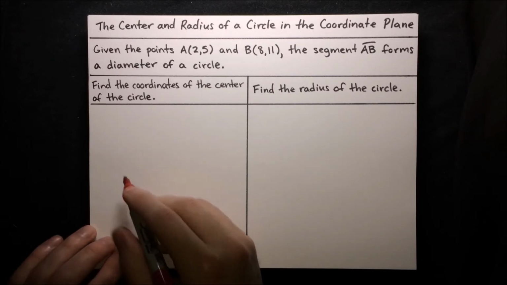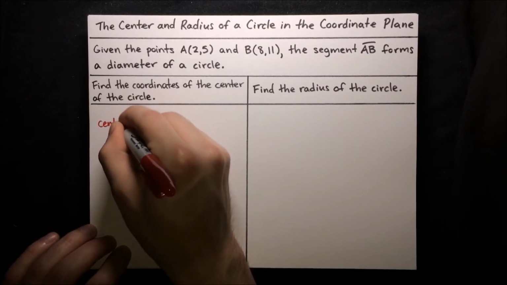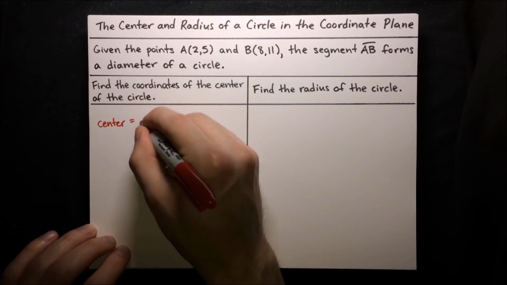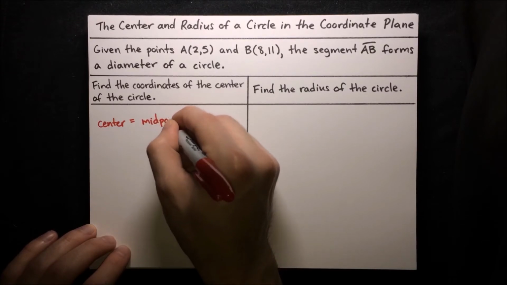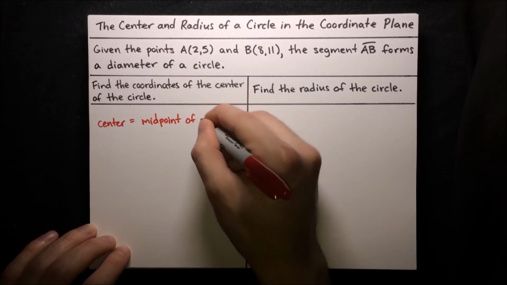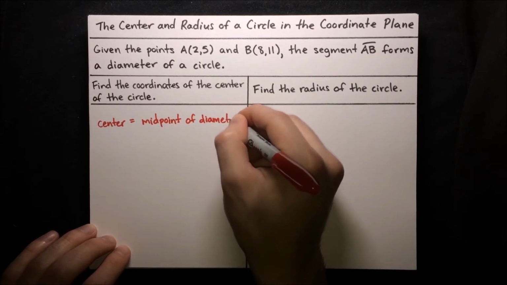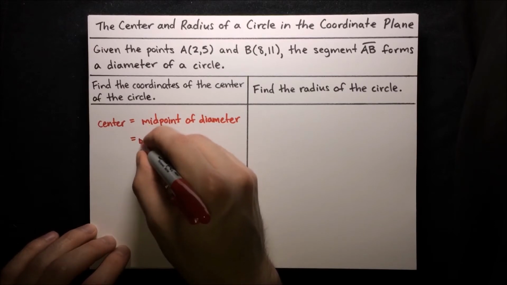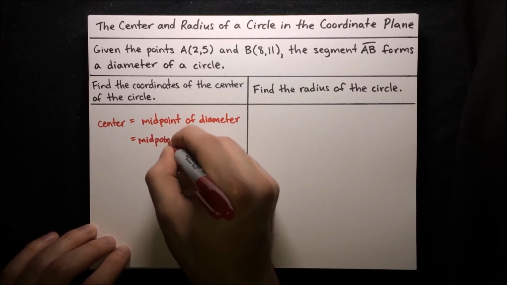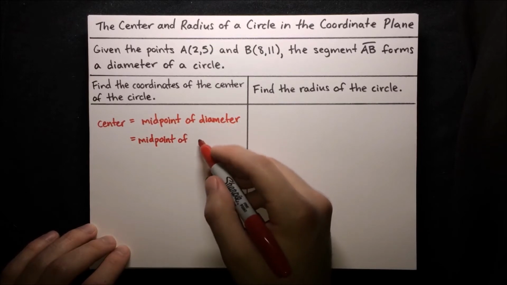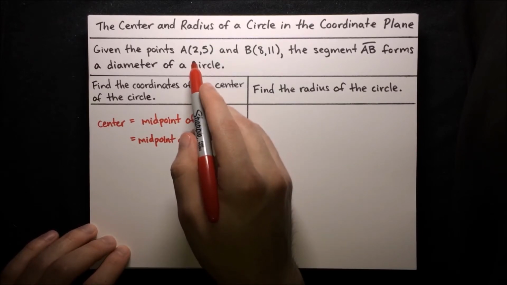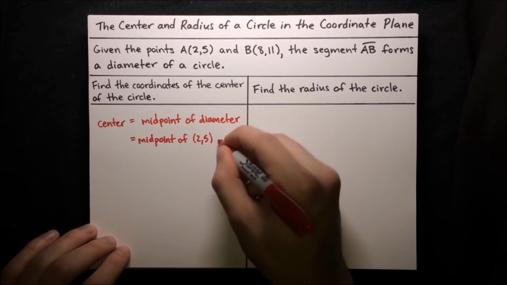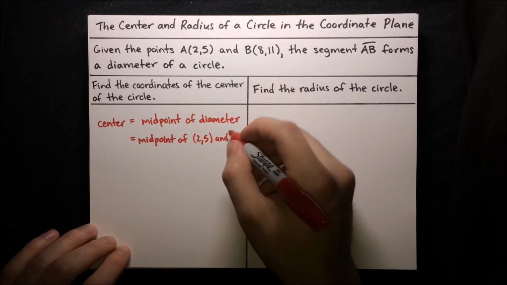Now remember that the center of the circle is just the midpoint of the diameter. And we have 2 points that form a diameter, so we really just want to find the midpoint of the diameter, which consists of endpoints at A (2, 5) and the other endpoint B (8, 11).